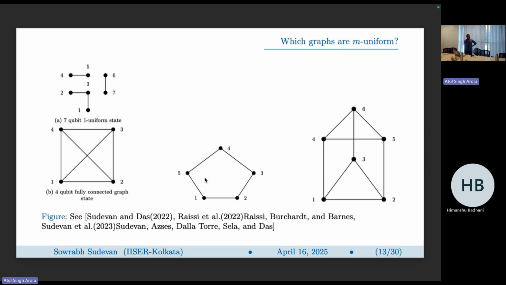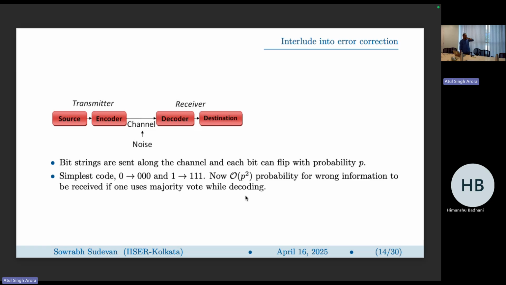Now, we then put a more general result, a class of states for all integer values of m, like 1, 2, 3, 4, whatever, uniform. But I will get to that a bit later. Now, we've talked about what is m-uniform. We've introduced what graphs and stabilizers are. So I'll quickly go into just error correction.